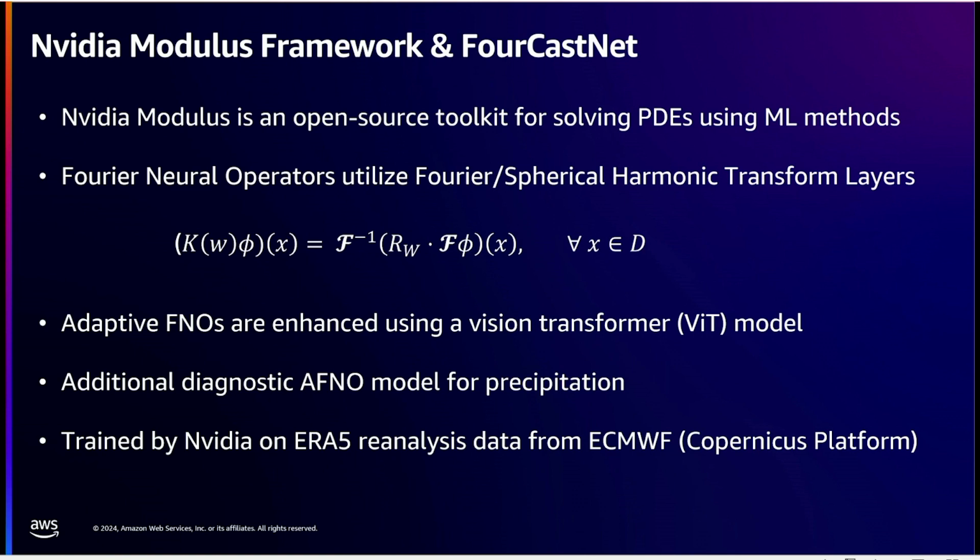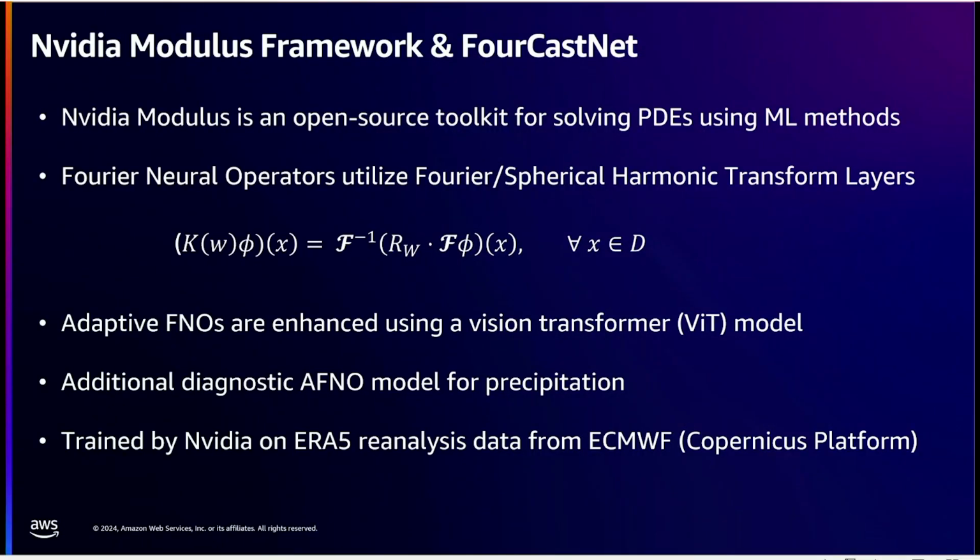So in order to do our weather forecasting for the medium range problem, we choose to use the NVIDIA Modulus framework. I won't go too much into this. I do know tomorrow there is a workshop on this specific topic. But I will stop with saying that the Modulus framework is a toolkit for us to solve partial differential equations using machine learning methods. Specifically, the method used here is Fourier neural operators.